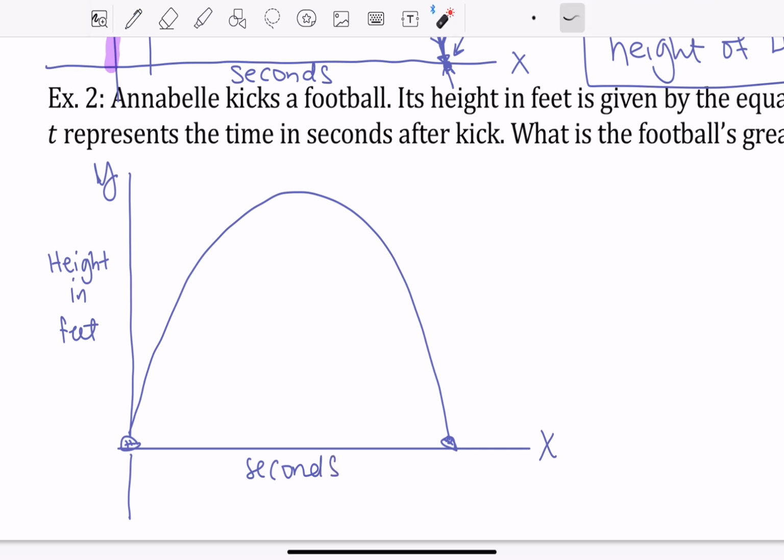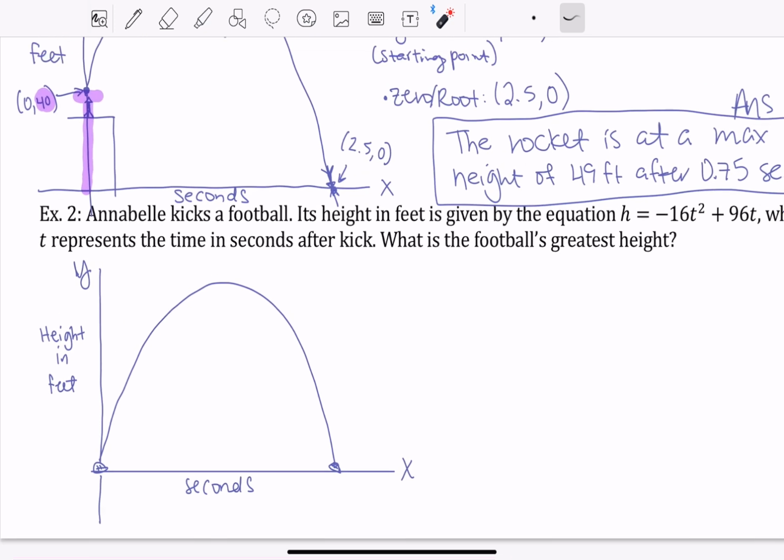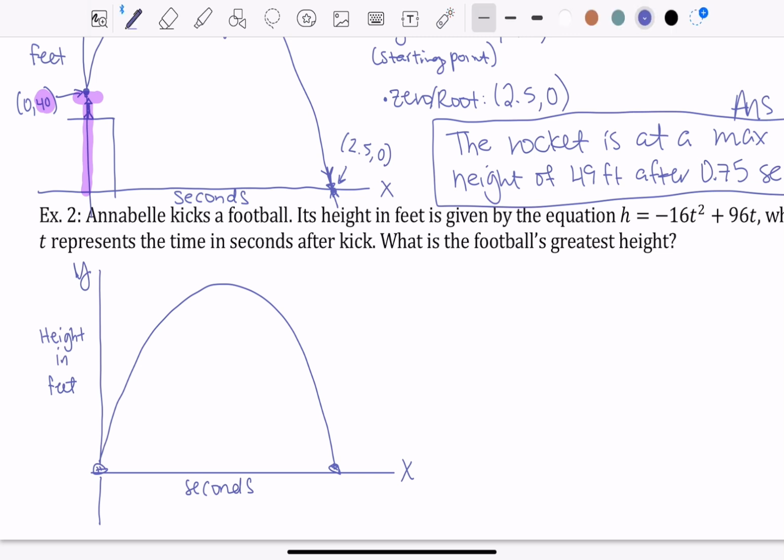That means here, where I'm at the ground, this would be (0, 0). You can see it's at the origin. So I'm starting at 0 seconds and 0 feet, and then we're flying up to a height of something right here. And then after this many seconds, we don't know how many, it hits the ground again. What is the football's greatest height? So this one is asking us, how high does the football go? High would be feet, so we're looking for the y value of our vertex right here. So it's looking for max height, question mark.